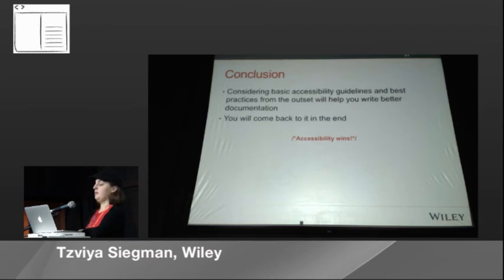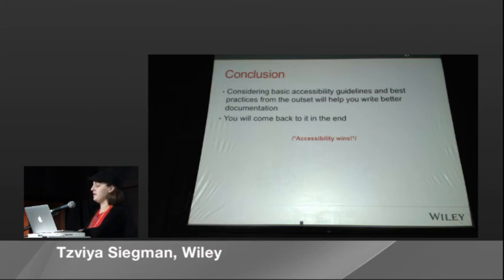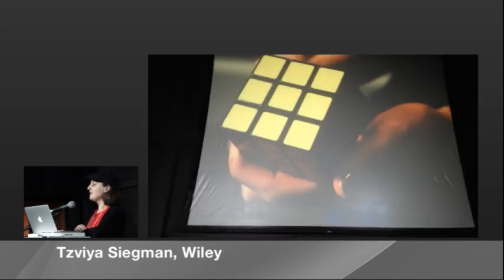Just as a concluding point, considering basic accessibility when you're writing your documentation, your formal specifications, your formal standards, at the outset is going to lead to better documentation. Even if you don't go into it thinking that way, you're going to go back to it in the end. It's just going to work better. This won't necessarily solve all of your problems, but it will certainly help you get there.